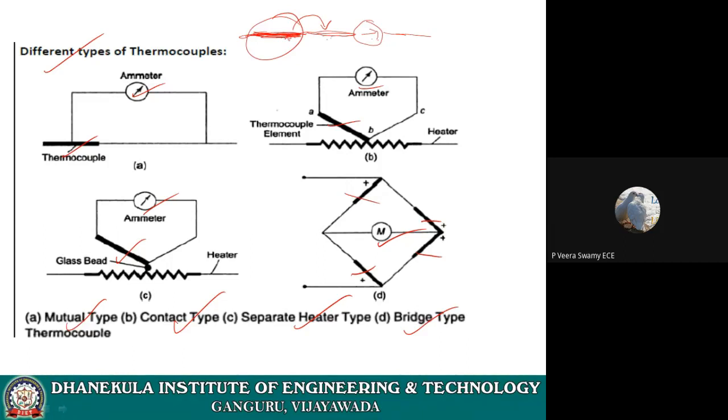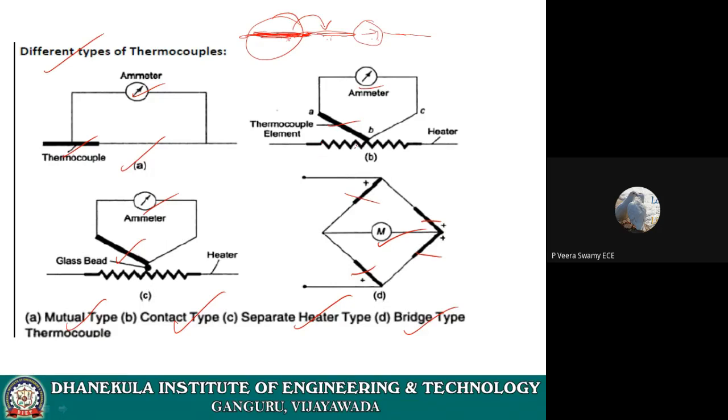If it is heavily heated, it gets more heat. If it is normally heated, it gets less. That means these two are directly connected. So that's why this is nothing but the mutual type thermocouple. Coming to the contact type, it is nothing but one to one connected.